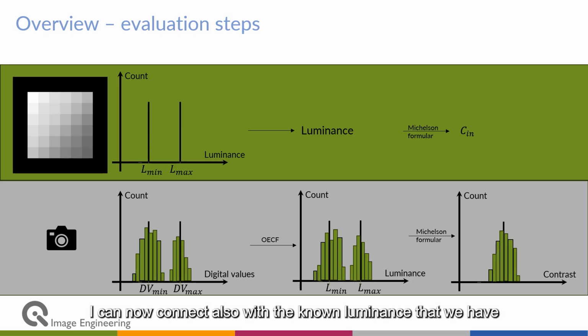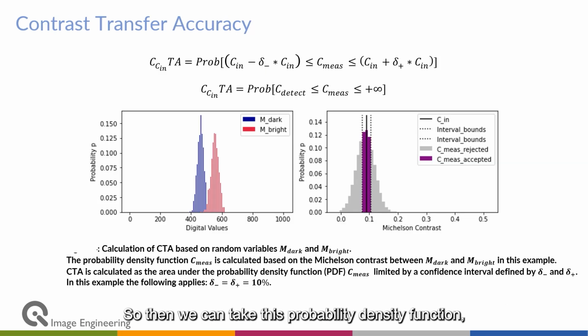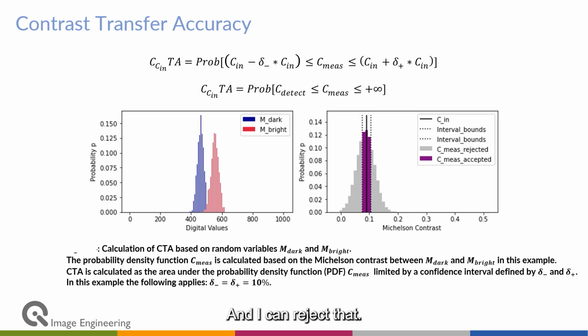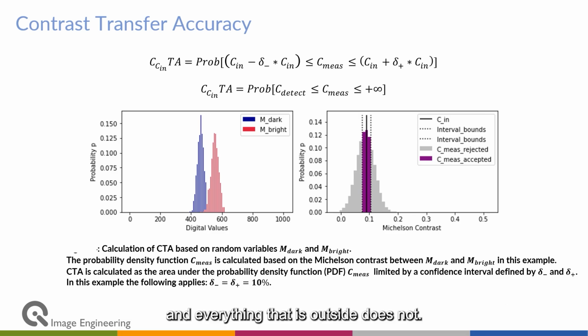If I now also connect this with the known luminance and calculate the Michelson contrast, then I have the target Michelson contrast and the real contrast that was created by the camera in its distribution. Then we can take this probability density function and define borders. I can say if it's below that or above that, it's not useful for my machine vision application anymore, so I can reject that. So I have my bounds, and everything inside contributes to my score and everything outside does not.